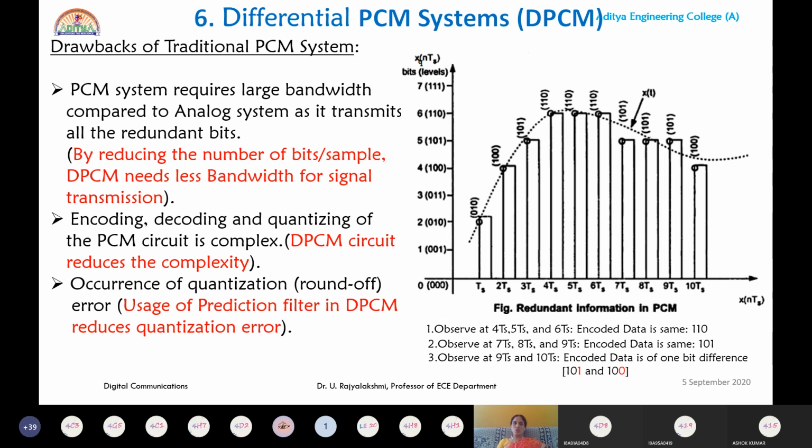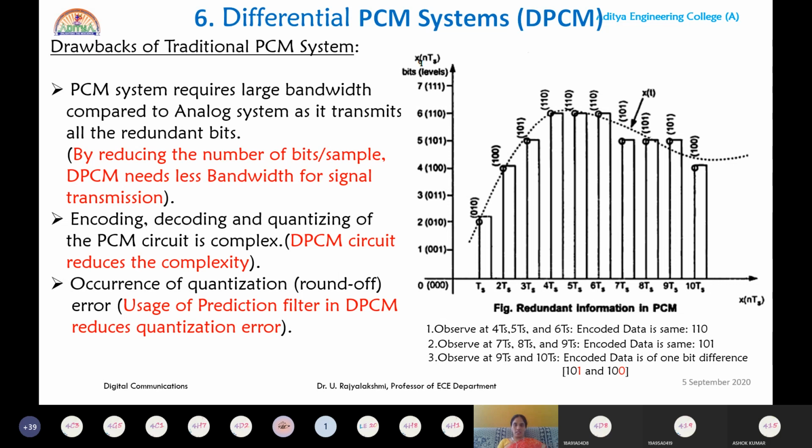Okay, why is it called round off error? Because by using a quantizer, you round off the amplitude to a nearer magnitude. If you observe the first sample, it is nearer to 2, so you are rounding off the amplitude to 2. That's why the error created by quantization is also called round off error.